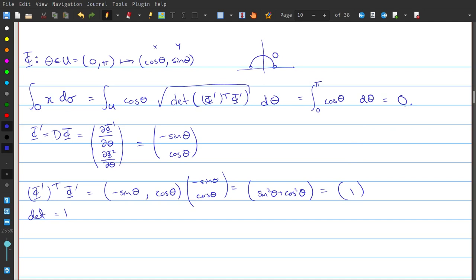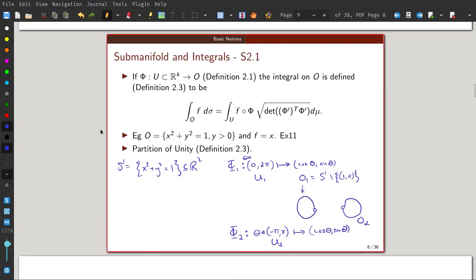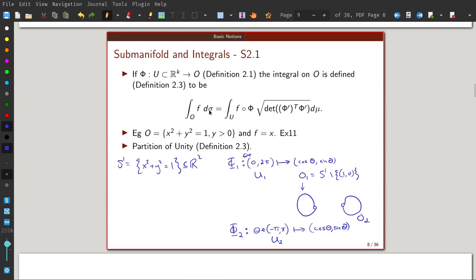So that's an example of an integration over a submanifold. Here the submanifold was the top half of the circle, and the function was x. So that's how you apply this definition here. Let's have a look at definition 2.3 though, because it's a little bit more complicated.